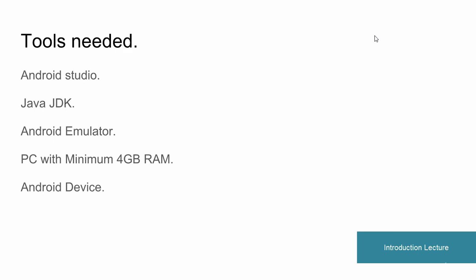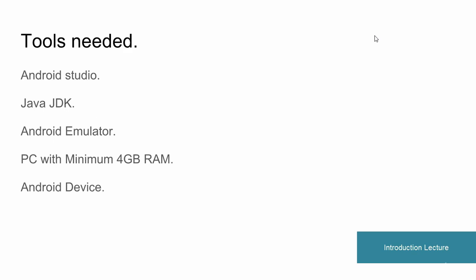Now after Android Studio, one more thing which is required is going to be the Java JDK, and we are going to connect the Java JDK to Android Studio so that we could develop applications and run them. Then finally, in order to actually run and test our applications, we are going to use an Android emulator which is inbuilt in Android Studio.